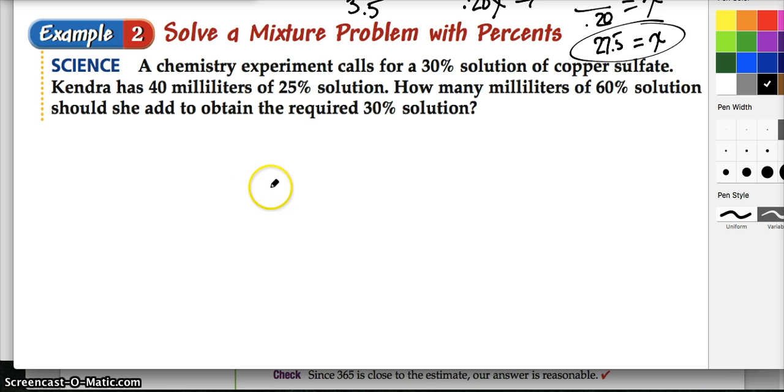So we're going to solve a mixture problem with percents. A chemistry experiment calls for a 30% solution of copper sulfate. Kendra has 40 milliliters of 25% solution. How many milliliters of 60% solution should she add to obtain the required solution of 30%?